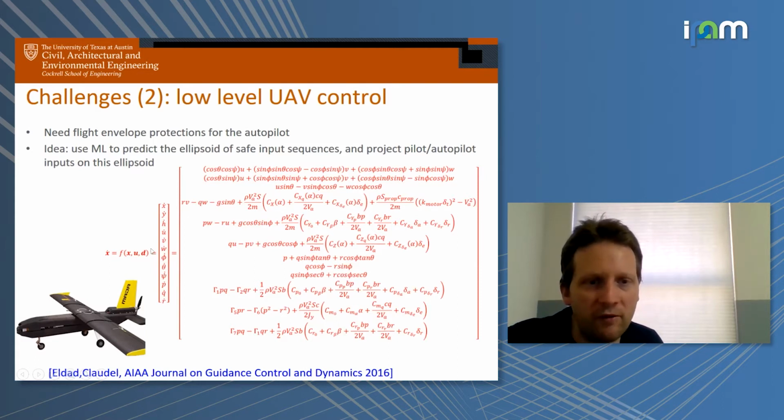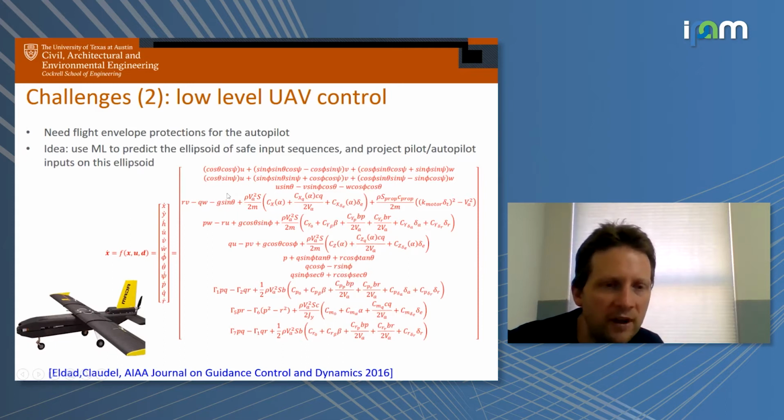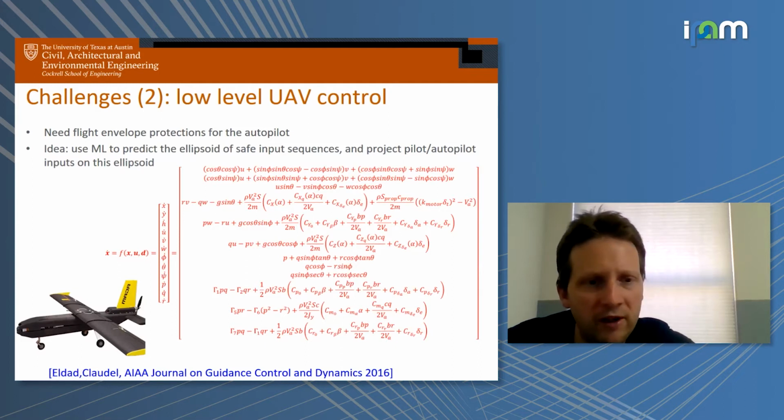These UAVs have complex dynamics, and so this is the differential equation, the ODE, that describes the motion of the UAV. So it's a 12-dimensional system. And the problem is, how can we equip these UAVs with flight envelope protection systems, a little bit the same as what we have on commercial airplanes, to prevent pilot errors, or here in this case to prevent autopilot errors.